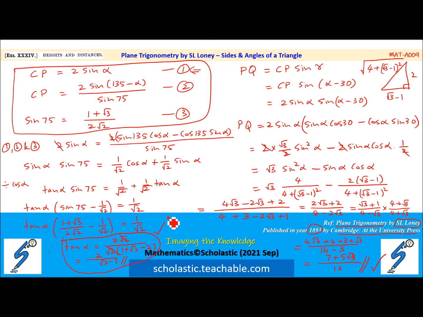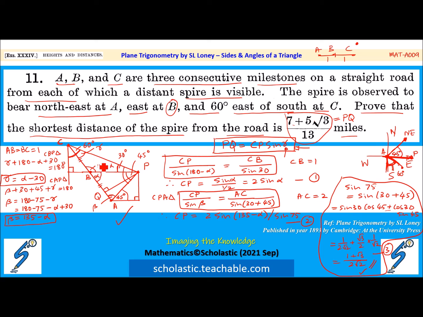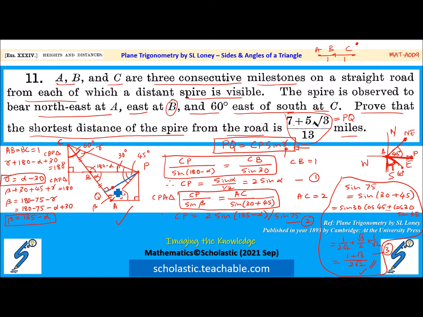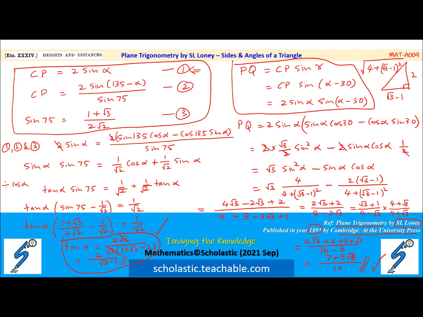So once you get this tan alpha, go to the definition that we found: PQ, the shortest distance, is equal to CP sine gamma. If you look at it again, CP sine gamma is the shortest distance, equal to QP. If I take a different color, it's this distance, the shortest distance. This is CP. So CP sine gamma will give the shortest distance. So very important. This is the shortest distance.